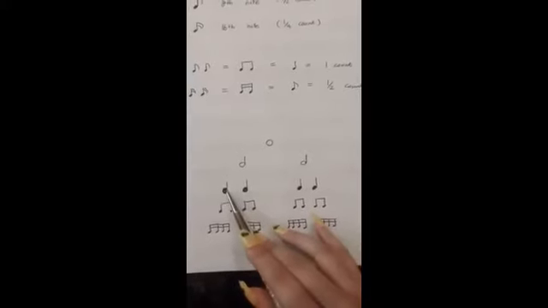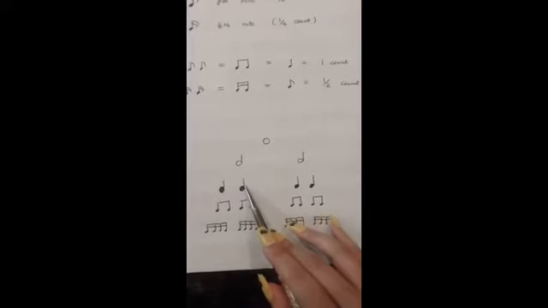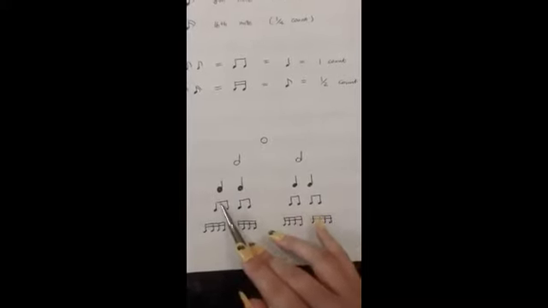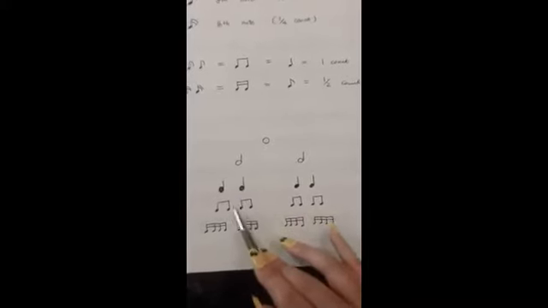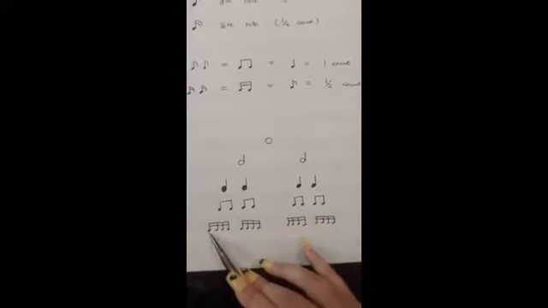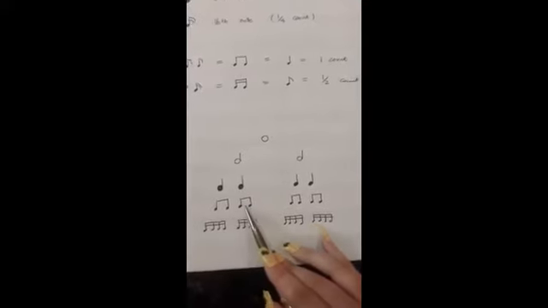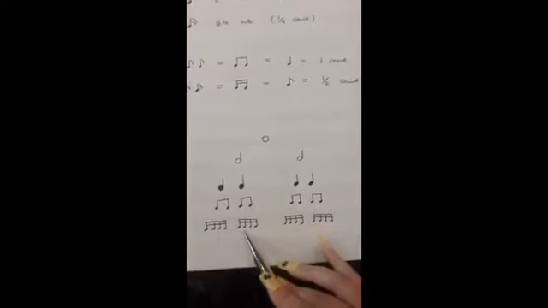1 quarter note equals 2 8th notes. So 2 quarter notes will equal 4 8th notes. And 2 8th notes equal 4 16th notes, which means 4 8th notes will equal 8 16th notes.